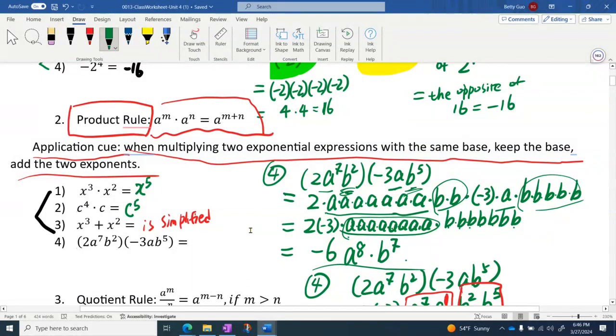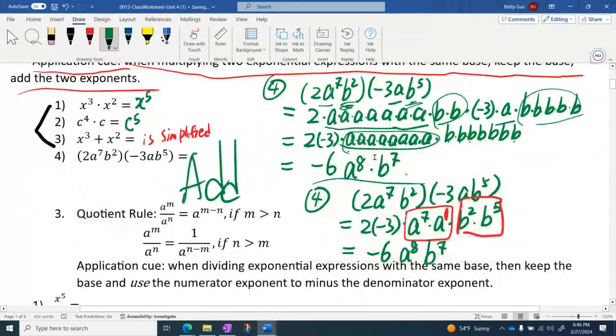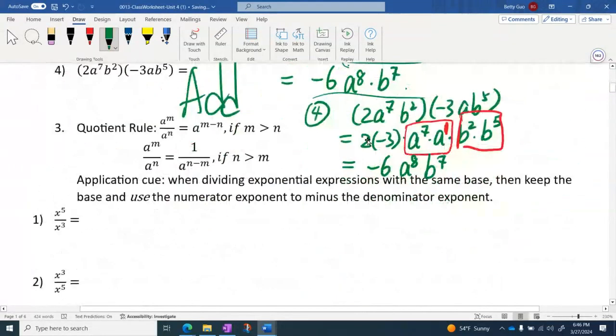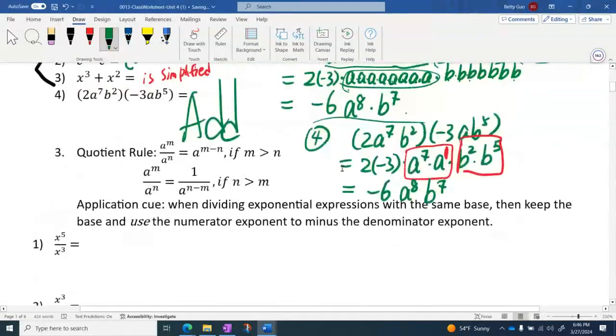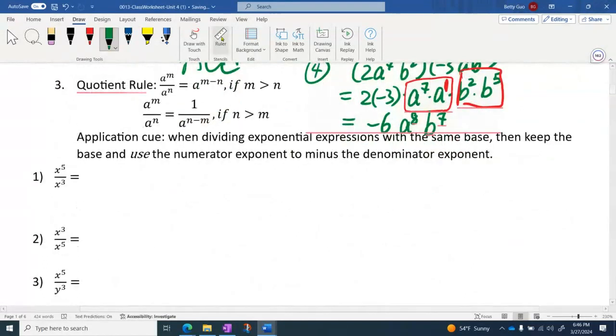What is the product rule? Why is the name the product rule? When do we apply it? The name kind of tells us when and how we apply it. Remember, when we apply the product rule, we add exponents. We do not multiply the exponents, we add them. If you have no question, we move to the next rule.